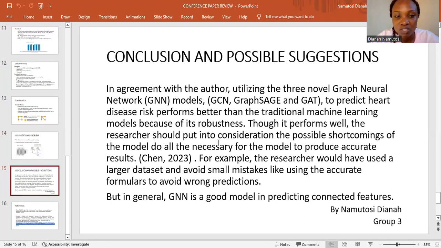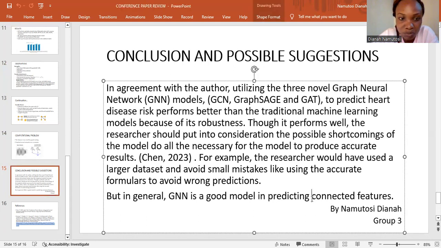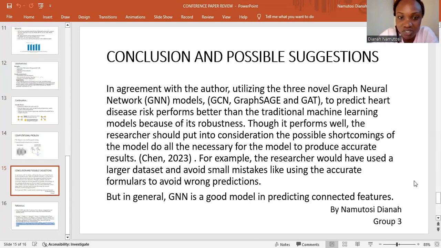Also being keen on the formulas, because any small mistake you make in the data can have a very great negative impact on people. This is our health sector, and playing with it can affect people's lives. So in general, this method is better than the traditional machine learning models. That's my review.